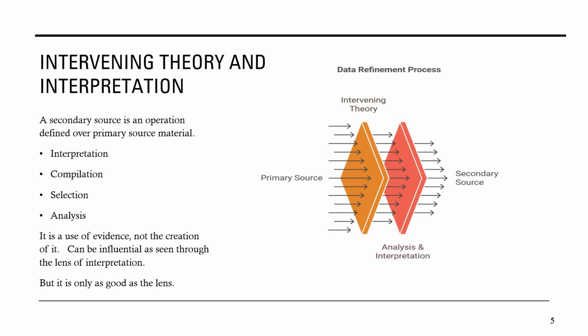So it is a use of evidence. It's not the creation of new evidence. And obviously these things can be very influential, but they have to be seen as influential through the lens of interpretation, right? And of course, in such cases, the theory, the depiction of the past or the event or the phenomena being discussed is only going to be as good as the reliability of the lens that you use.